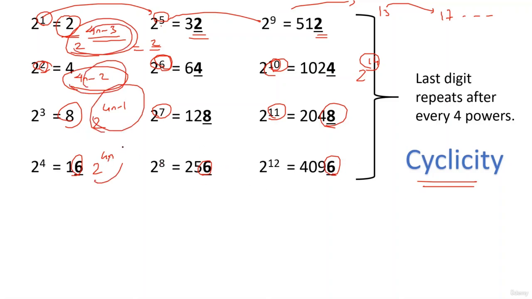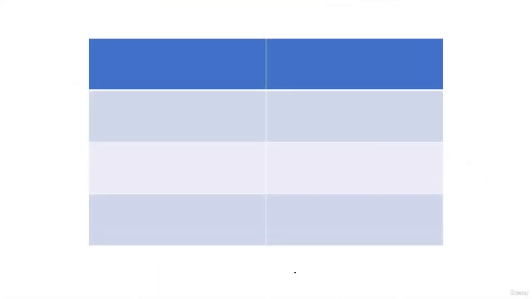Okay, so here we observe that the last digit of all these values will repeat after every 4 powers. 2 raised to 4, then 8, then 12, then 16, then 20, so on and so forth, right? This is why we say that the cyclicity of the digit 2 is nothing but 4. It will repeat after every 4 powers, right? Like we studied the cyclicity of the digit 2, let's study the cyclicity of the digits 3, 7, and 8.